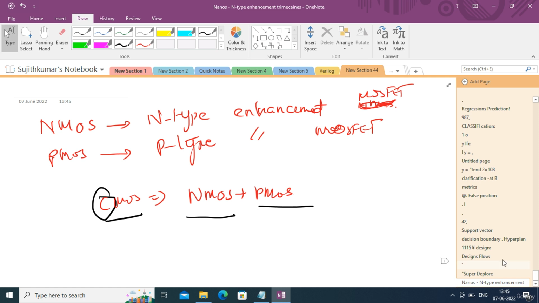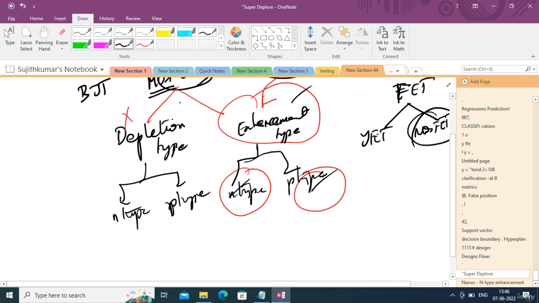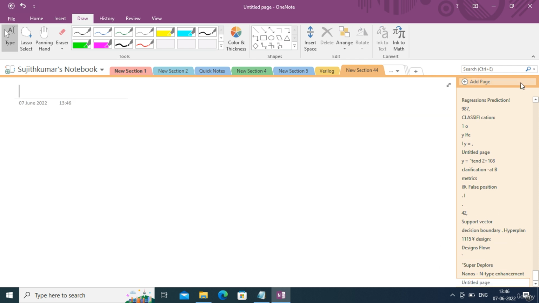In that we are going to use two different transistors, nothing but the N type enhancement type transistor, which is called as NMOS, and the P type enhancement type transistors, which are called as PMOS, and including them or combining them will give us CMOS, right? So we are going to use all these ideas in order to design the circuits, right? Talking about the basics of this NMOS and PMOS.